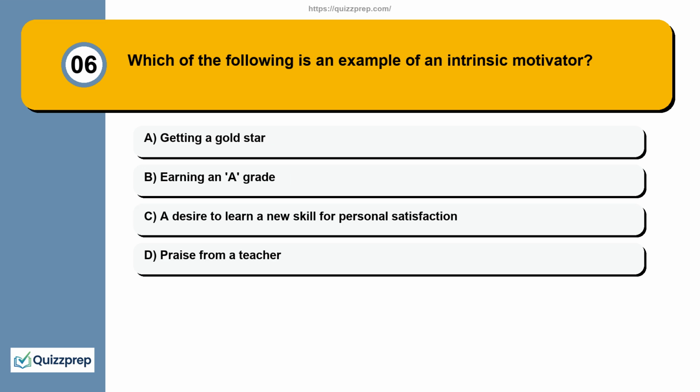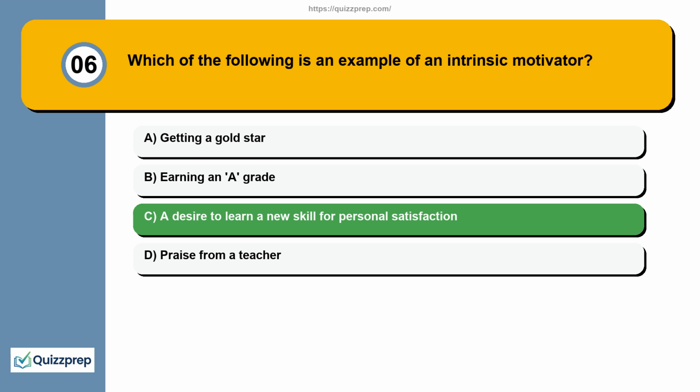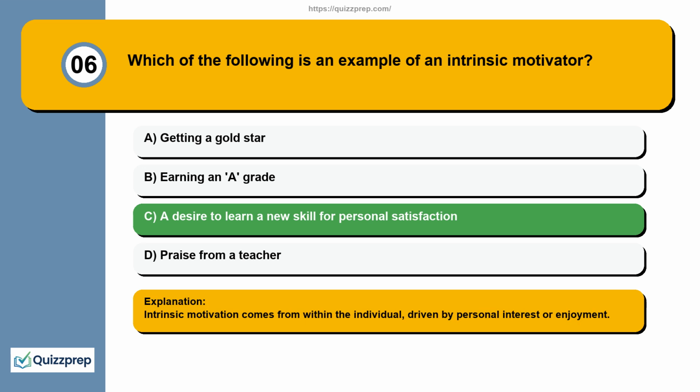Question 6. Which of the following is an example of an intrinsic motivator? Here are your options. Option A, getting a gold star. Option B, earning a grade. Option C, a desire to learn a new skill for personal satisfaction. Option D, praise from a teacher. The correct answer is option C, a desire to learn a new skill for personal satisfaction. Explanation. Intrinsic motivation comes from within the individual, driven by personal interest or enjoyment.